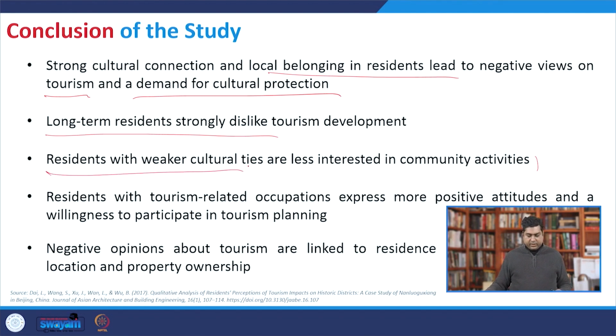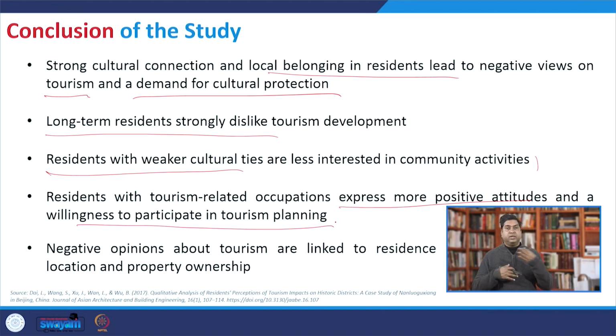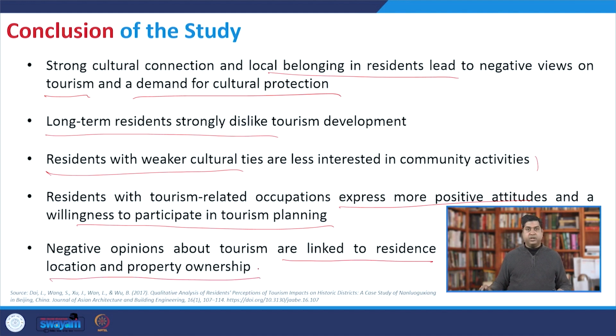Residents with weaker cultural ties are less interested in community activities. Residents with tourism-related occupations express a more positive attitude and a willingness to participate in tourism planning. So again, it is not only one group of people who are for it or against it, there is a mix. So that is very important. Negative opinions about tourism are linked to resident location and property ownership as well.